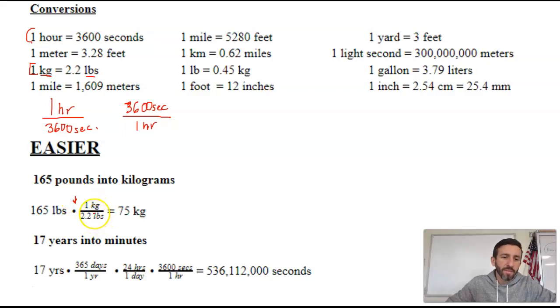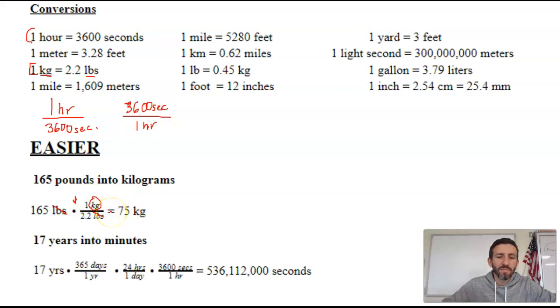I'm putting pounds on the bottom so that they're diagonal to each other and will cancel each other out. Then I'm left with kilograms on top. So 165 times 1 divided by 2.2 gives 75 kilograms, because that's the only unit I have left.